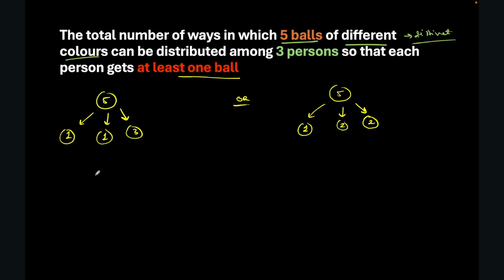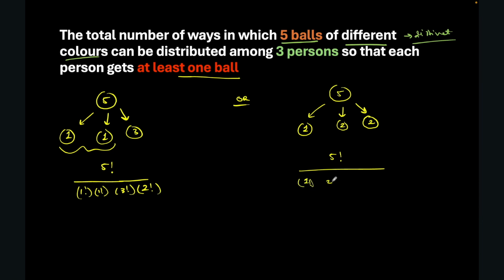So let's run through it now. We have 5 factorial over 1 factorial, 1 factorial and 3 factorial, and I'm going to divide it by 2 factorial. Why? Because the ones are being repeated 2 times. And then I have 5 factorial over 1 factorial, 2 factorial and 2 factorial, divided by 2 factorial. Why? Because the 2's are being repeated 2 times.